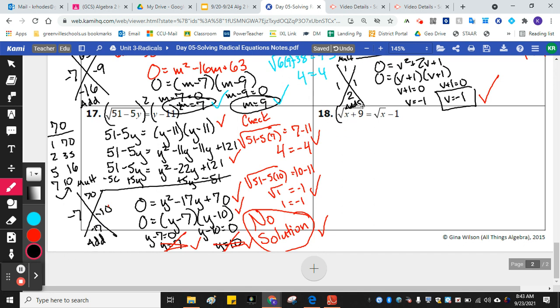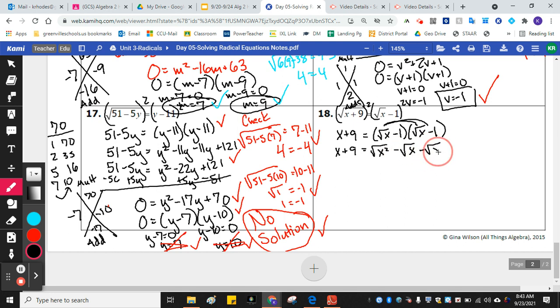All right, last one. Square both sides. The square and the square root cancel out on this side. Anything in the radical comes out. Here it is still a binomial being squared, so we will have to FOIL. Some of the square roots will cancel out, some will not though. Square root of x times square root of x is the square root of x squared. Negative square root of x, negative square root of x, positive 1. The squares and square roots cancel out. Combine like terms.